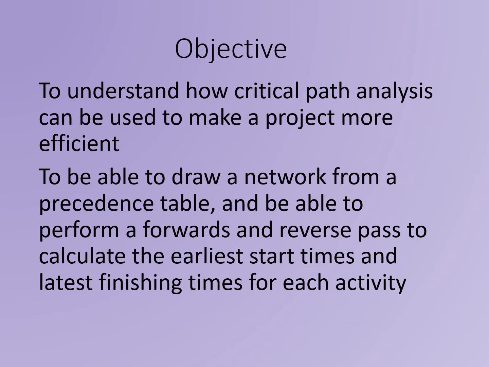In this topic, we're going to look at critical path analysis, which is a way of making projects more efficient. We're going to look at how to draw a network from a precedence table of activities. We're also going to perform an algorithm called a forwards pass and a reverse pass in order to calculate the earliest time that an activity can start and the latest time that an activity can finish.